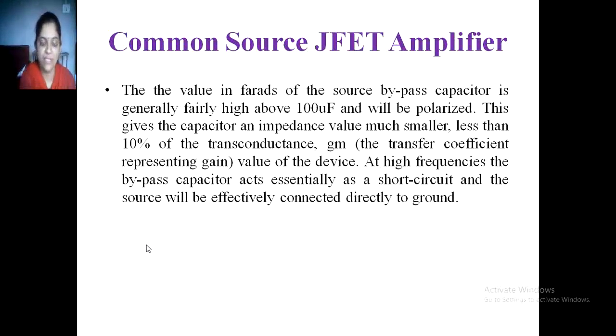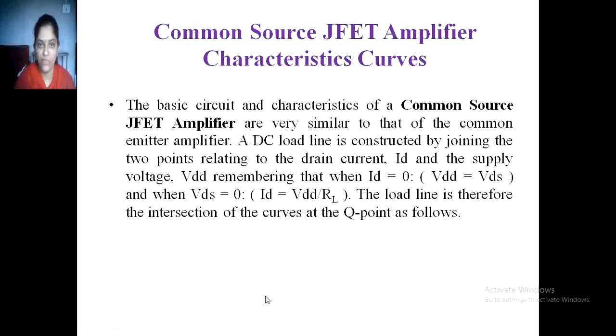At high frequencies, the bypass capacitor acts essentially as a short circuit and the source will be effectively connected directly to the ground. So that's why we have to keep the bypass capacitor with a value higher than 100 microfarad. So the basic circuit and the characteristics of the common source JFET amplifier are very similar to the common emitter amplifier.